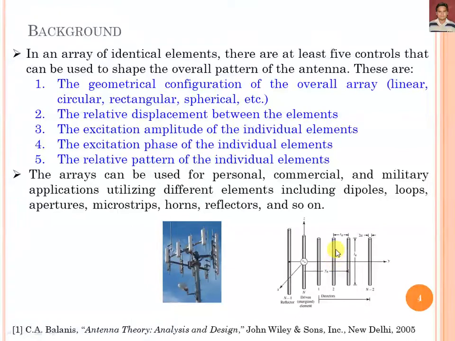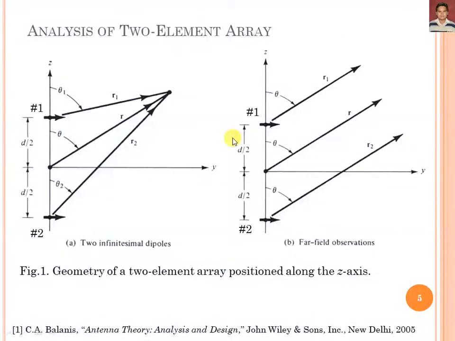So we can say that the array configuration can be designed in a proper manner through which we can get the overall pattern of the antenna, and this configuration depends on these 5 controls as we have discussed. Then further we have to analyze the two element array.